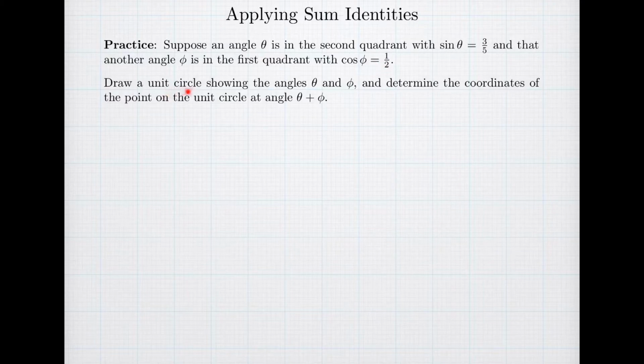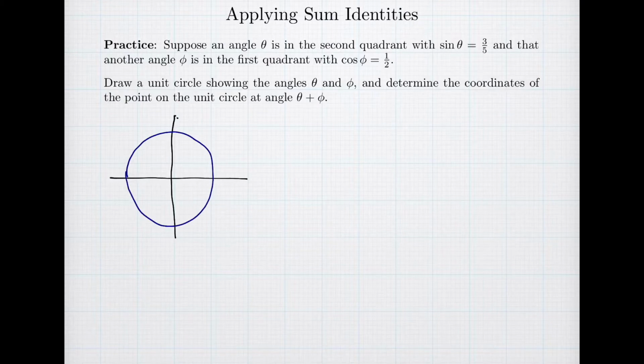Our task is to draw a unit circle that shows both of these angles, and then determine the coordinates of the point corresponding to the angle theta plus phi. Let's start by drawing our unit circle. Here's my circle. It's a unit circle because its radius is 1. And our angles, we're told some information about them.